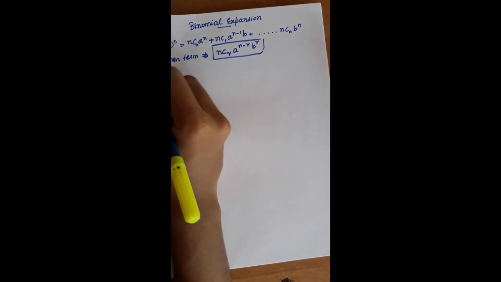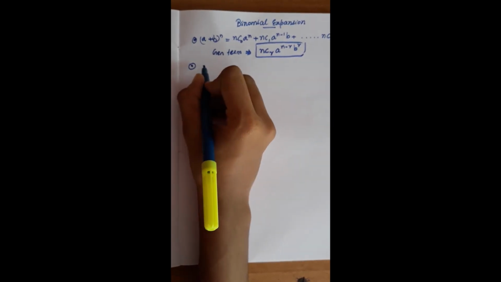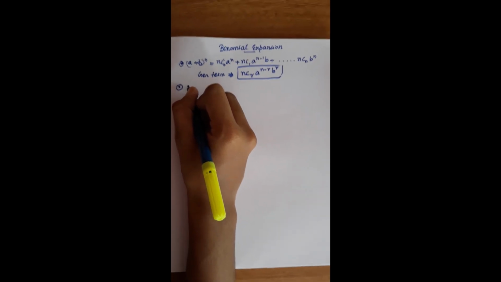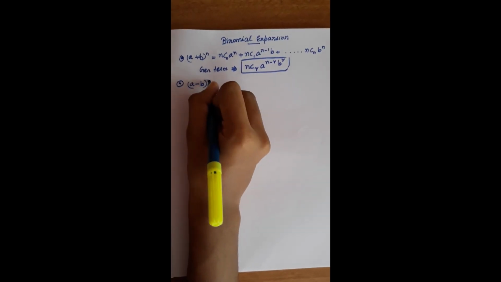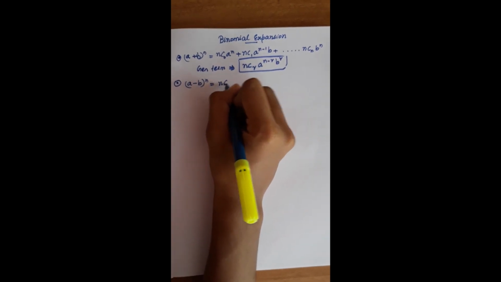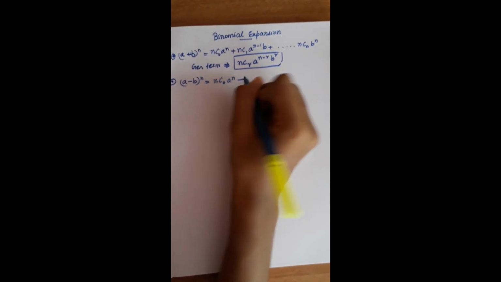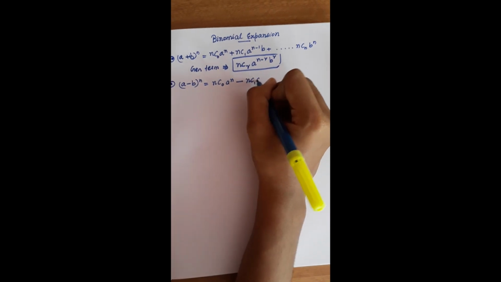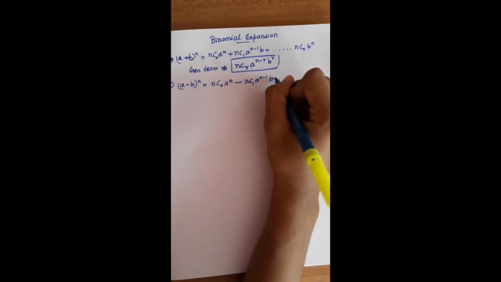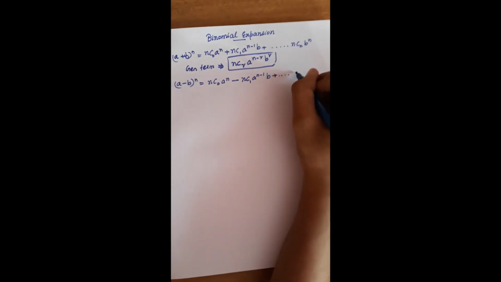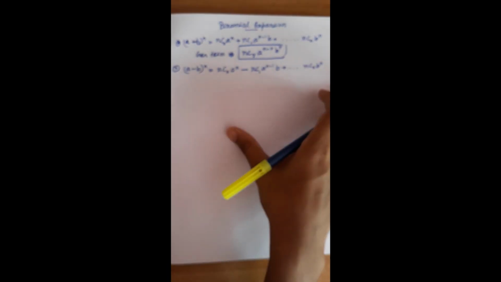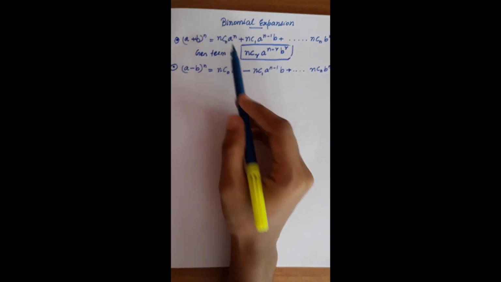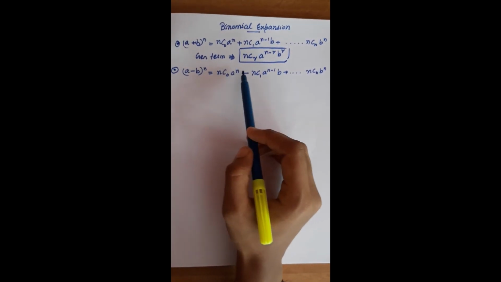Now, the next basic result is (a - b)^n. That is also nC0 a^n - nC1 a^(n-1) b + and so on up to nCn b^n. The terms are the same, just the sign is different. Here it comes to be alternate plus and minus.